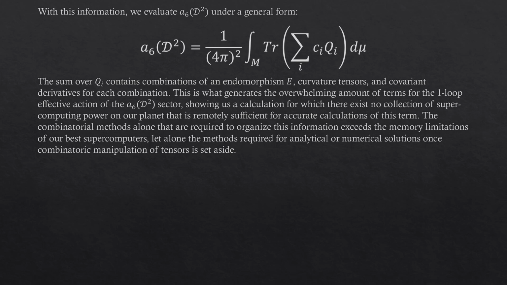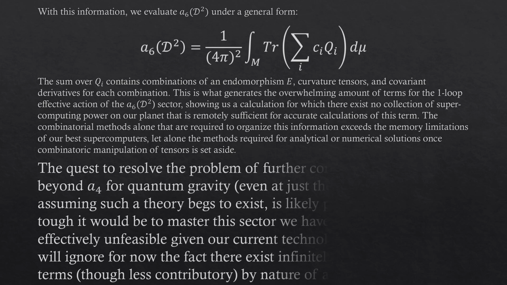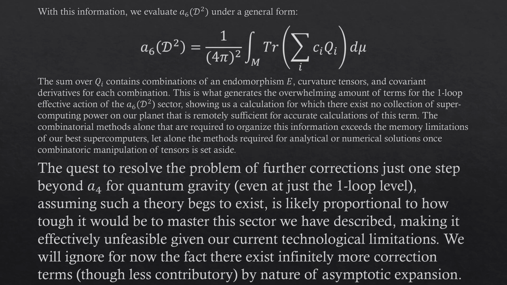The combinatorial methods alone that are required to organize this information at a tensorial level exceed the memory limitations of our best supercomputers combined, let alone the methods that would be required for analytical or numerical solutions once combinatoric manipulation of tensors is set aside. The quest to resolve the problem of further corrections just one step beyond A sub 4 for quantum gravity, even at just the one loop level, assuming such a theory exists, is likely proportional to how tough it would be to master this sector we have described, making it effectively unfeasible given our current technological limitations.